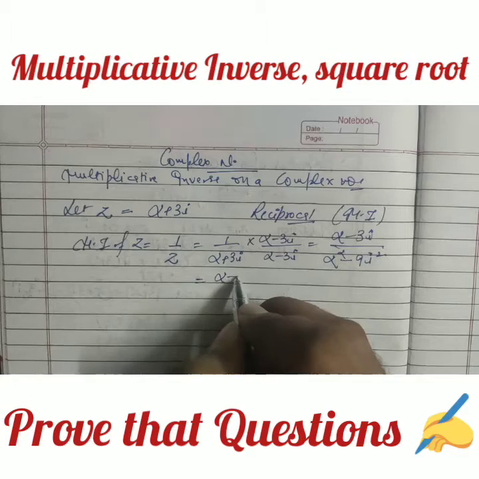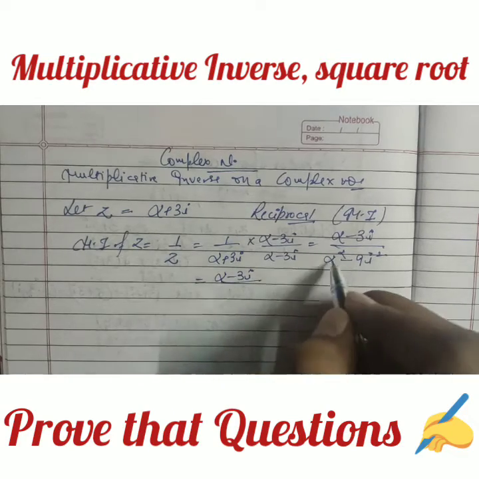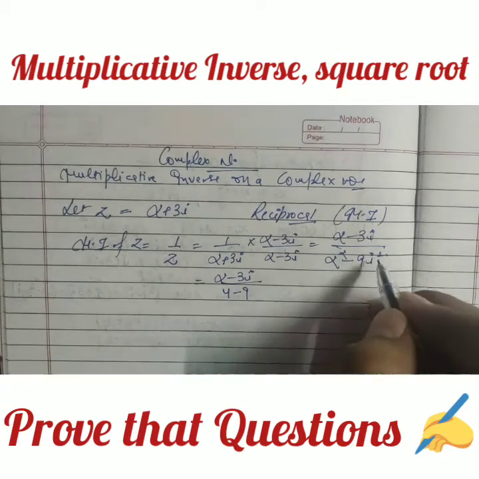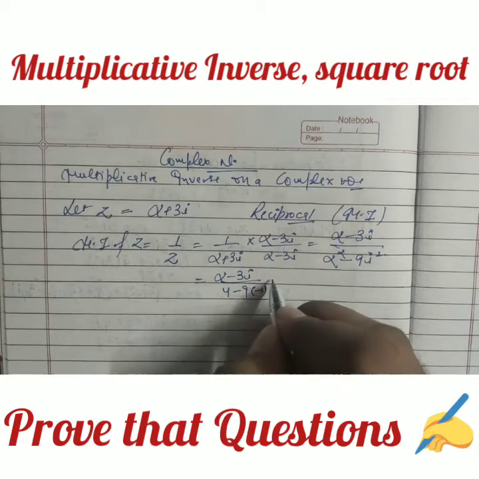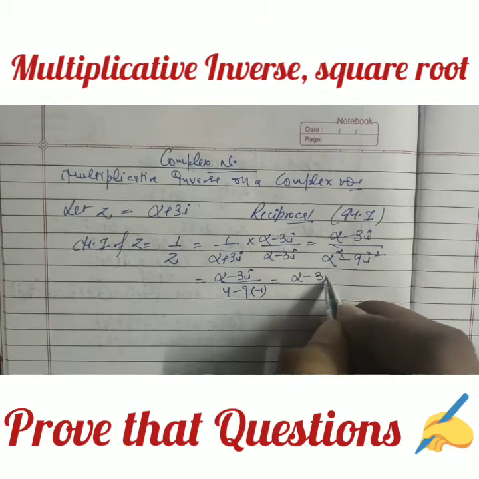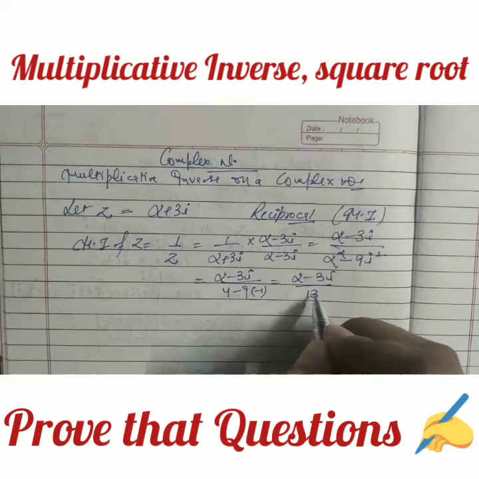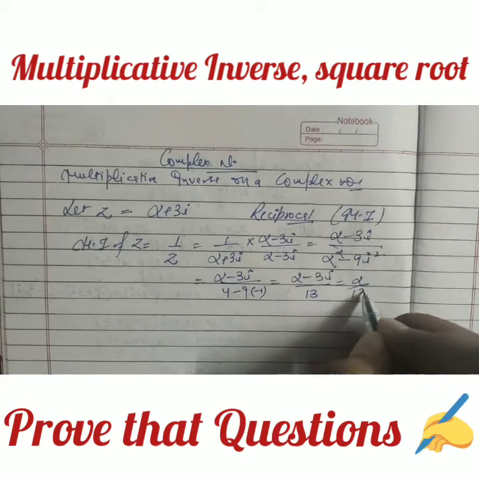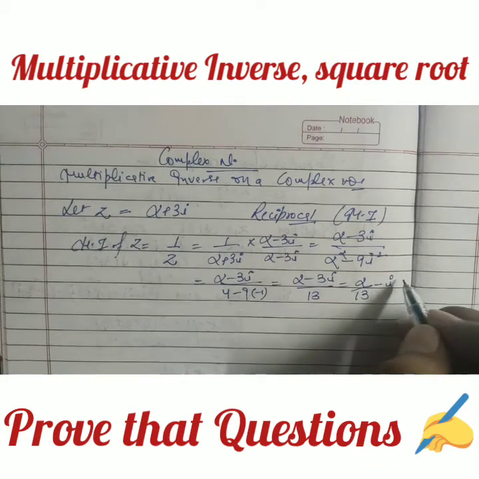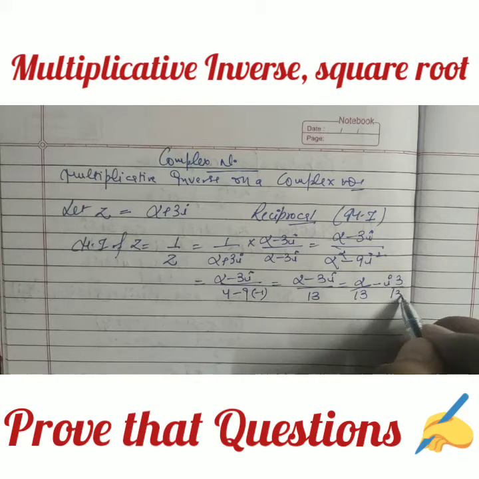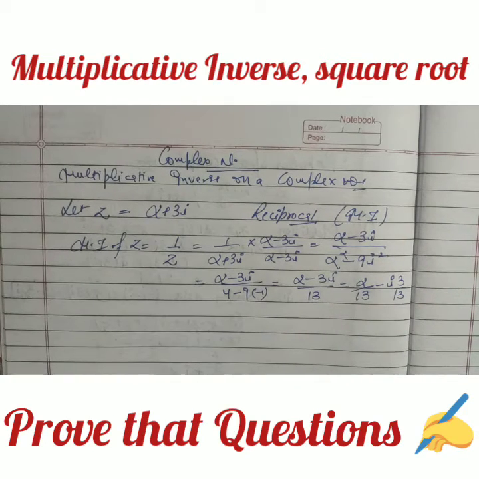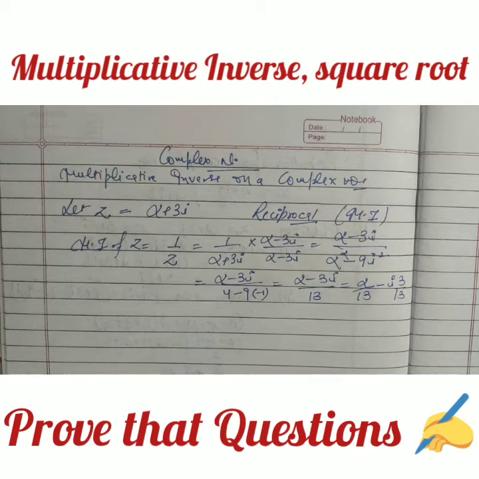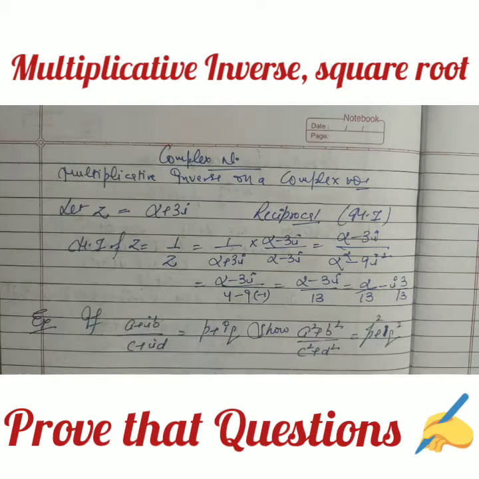So upside no change. In the denominator, the square of 2 becomes 4 minus 9, using the value of iota square, that is minus 1. So when we simplify, we get the overall denominator as 13. So it can be written as 2 by 13 real part, and with imaginary part iota, 3 by 13 with minus symbol. Like this we can find out the multiplicative inverse of a complex number.